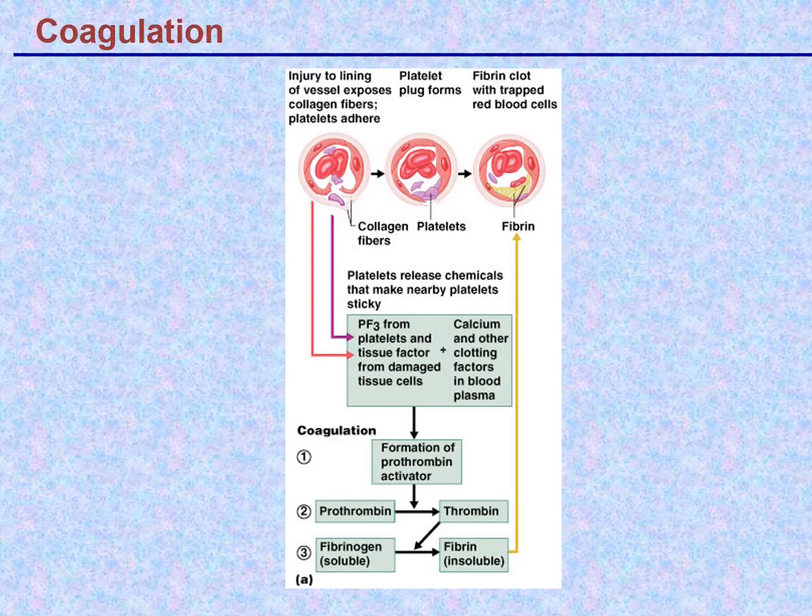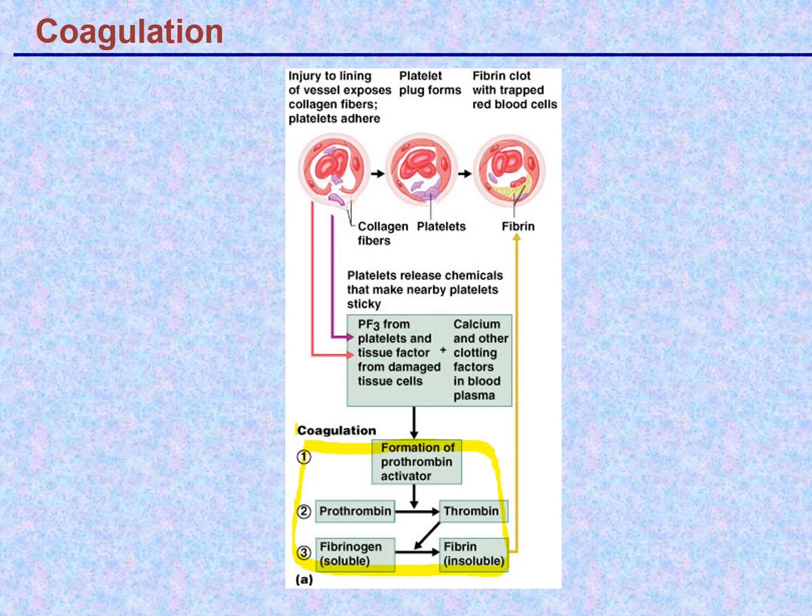This is an abbreviated, simplified diagram. It shows at least at the bottom, the steps that are common to both the intrinsic and extrinsic pathway. Actually, the overall coagulation is more complicated than this, and there's a better diagram following this.